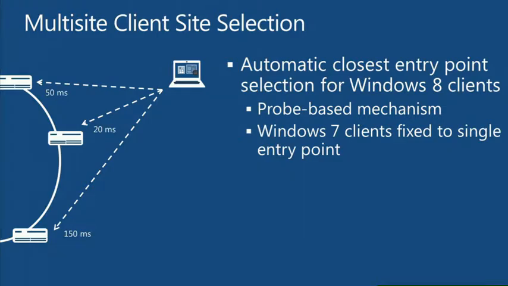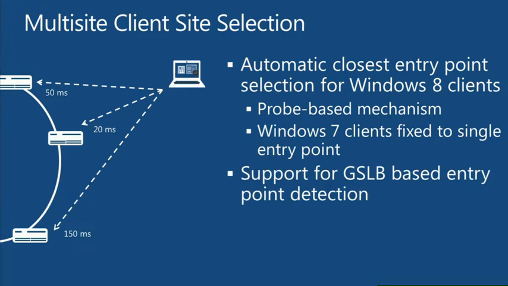Whereas Windows 8 clients, if these users are actually roaming across continents, flying to conferences all over the place, would automatically figure out which one is the closest and connect appropriately. We also support GSLBs for entry point detection. And this is something which you can actually use in conjunction with Windows 7 as well to get the closest entry point selection.